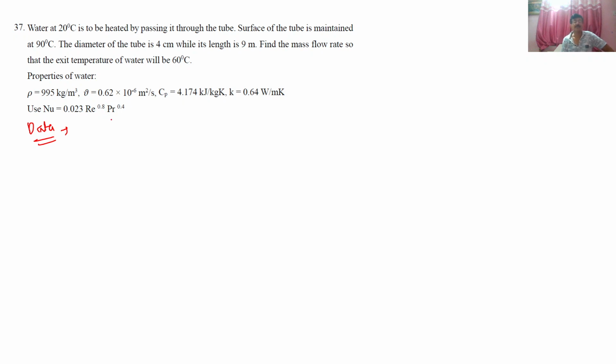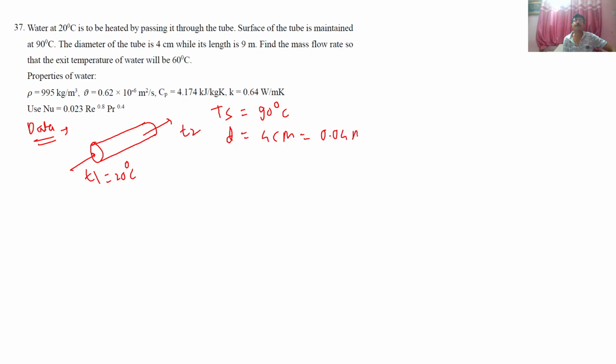Water at 20 degrees Celsius is to be heated by passing it through a tube. Tube means circular cross section. Here is the entry T1, exit temperature T2, and water at 20, so T1 is equal to 20 degrees Celsius. It's passed through the tube. Surface of the tube is maintained at 90, so Ts is 90 degrees Celsius. Diameter of the tube is given as 4 centimeters, so 4 centimeter means 0.04 meter. While its length is 9 meter.